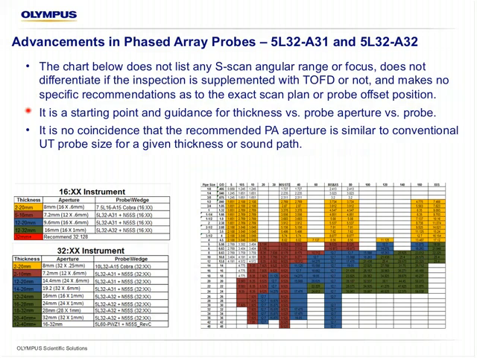It's a starting point for probe versus aperture, and it is no coincidence that the recommended PA aperture is similar to conventional UT probe size for a given thickness. And again, these overlap a lot. I don't want you to overthink them, but the key point is, instead of apertures of only 16 and 32 elements, with the use of a compound S-scan, we will benefit from apertures of 20, 24, 28 as a compromise for coverage versus orientation to the weld or position to the weld and acoustic results.